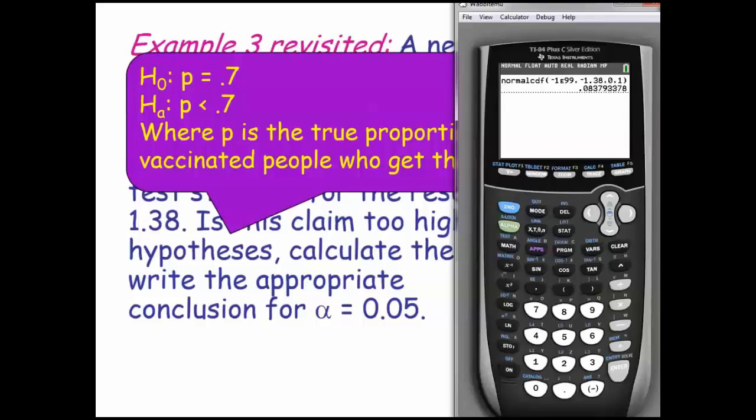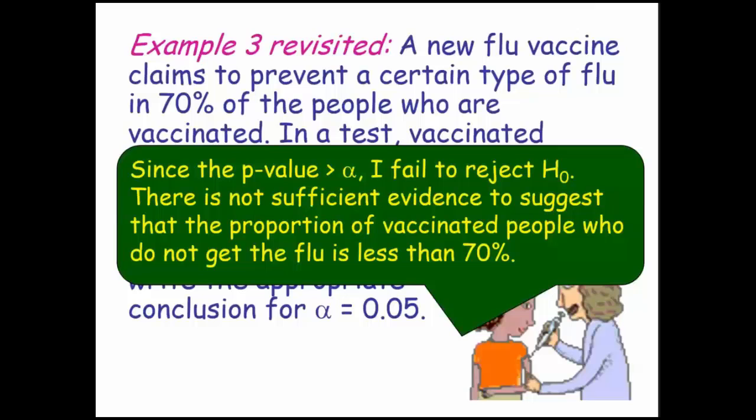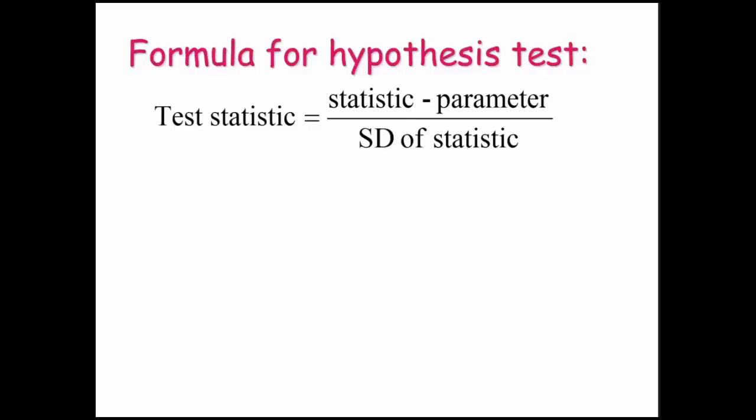Okay, so let me get up the verbiage here. Okay, so since the p-value is greater than alpha, 0.08 being greater than 0.05, I fail to reject the null. There is not sufficient evidence to suggest that the true proportion of vaccinated people who do not get the flu is less than 70%.